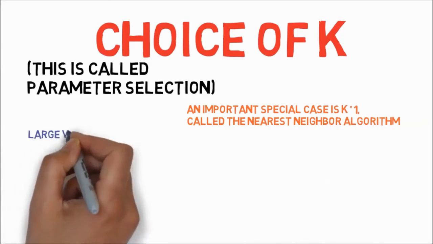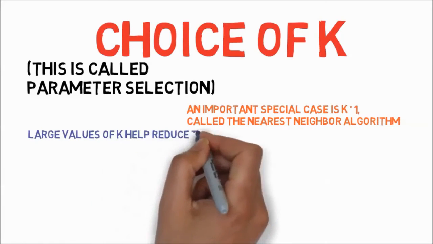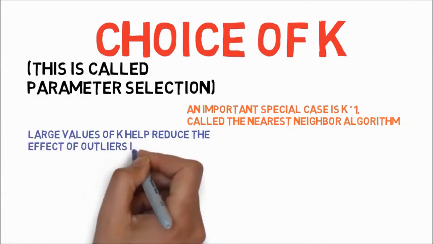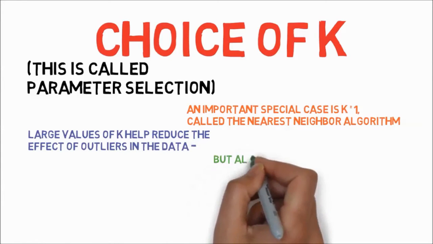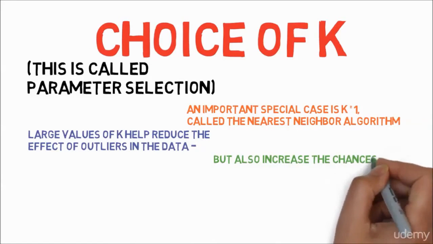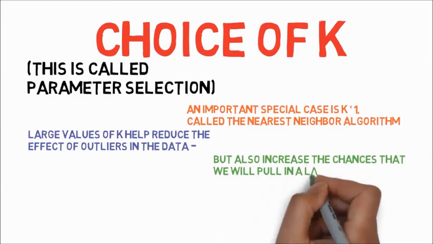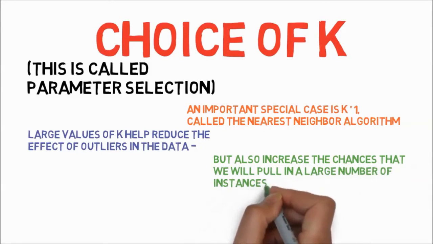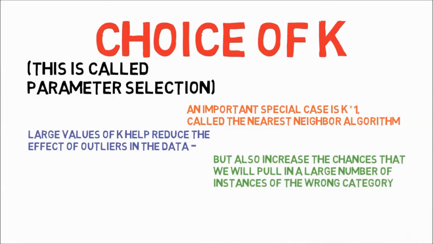Choosing k is particularly tricky. If you choose a large value of k, then you could help reduce the effect of outliers in your data. The points which are rather far away from the cluster and are likely to be misclassified would be correctly classified. But the larger the value of k, we also increase the chances that we pull in a large number of instances that are of the other category.